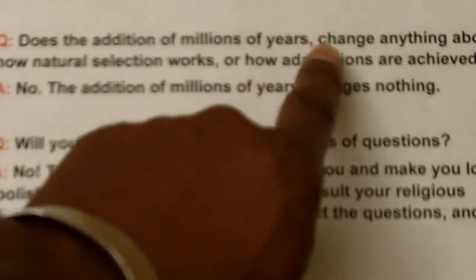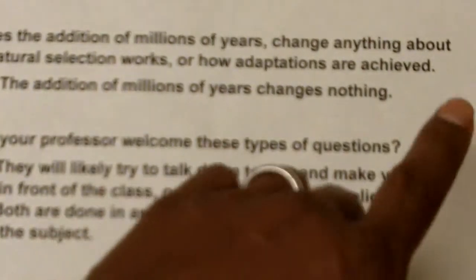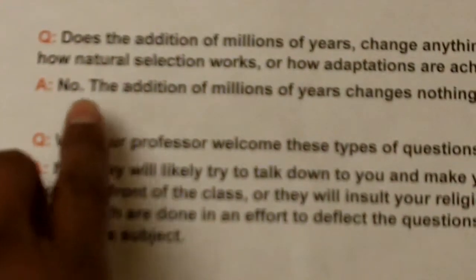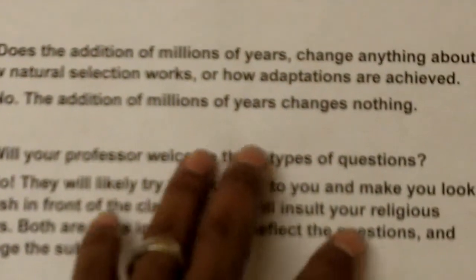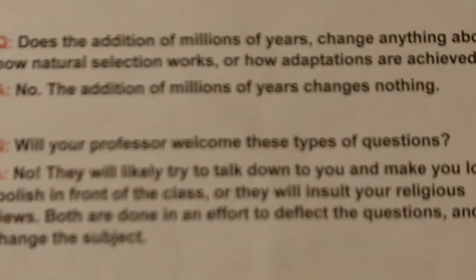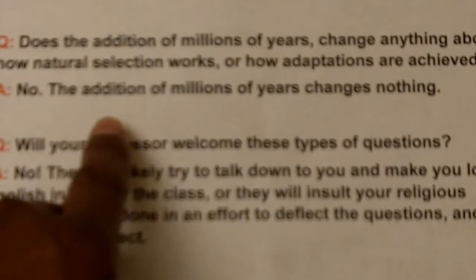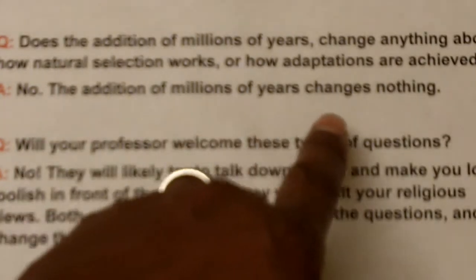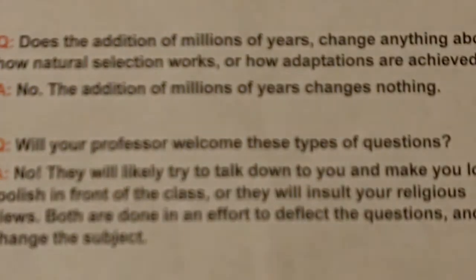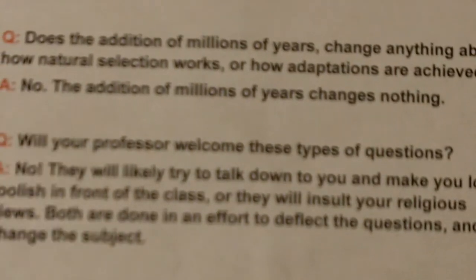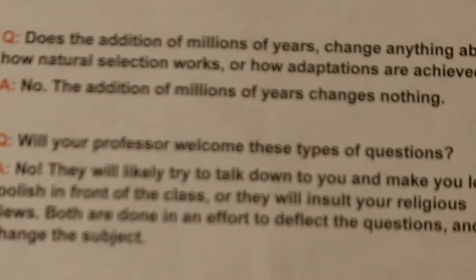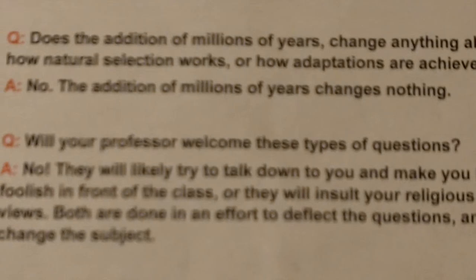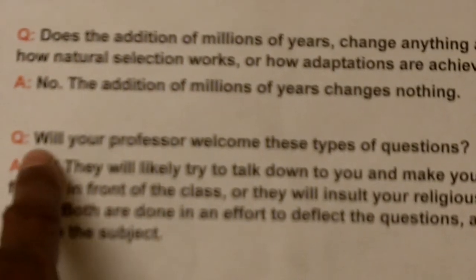2 more questions. Does the addition of millions of years change anything about how natural selection works or how adaptations are achieved? The answer is no. Addition of millions of years changes nothing. That's the solution that so many scientists have. Well, no, it doesn't happen. Yes, these are impossibilities. But if you add millions and millions of years, then maybe these impossibilities become possibilities. And it just doesn't.